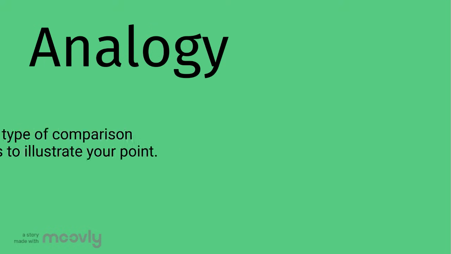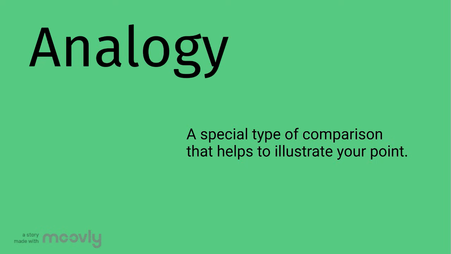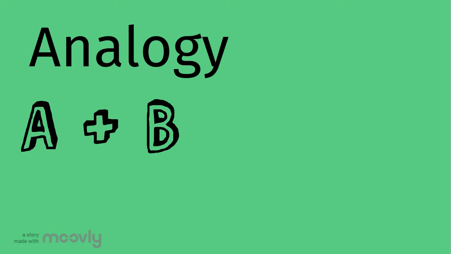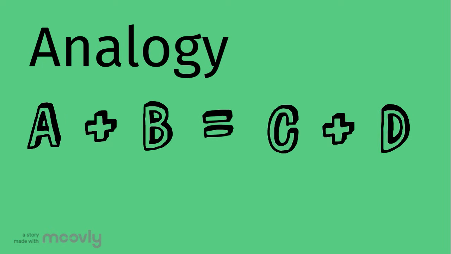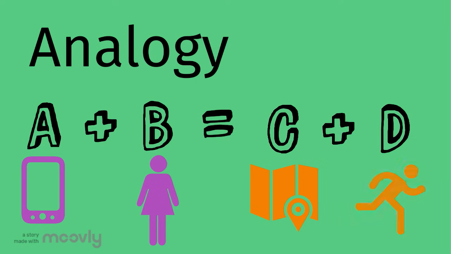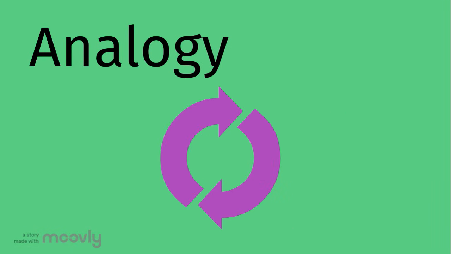Number 2, analogy. An analogy is a special type of comparison that helps to illustrate your point. Think of it like some sort of weird math problem where A plus B is equal to C plus D. Let's put some words to this. Say your parents threaten to take away your phone. You could try to convince your parents that your phone is to you what a map is to a hiker. You'd be completely lost without it. Do you see how that works? By using an analogy, you are making a comparison and connection that helps prove your point.